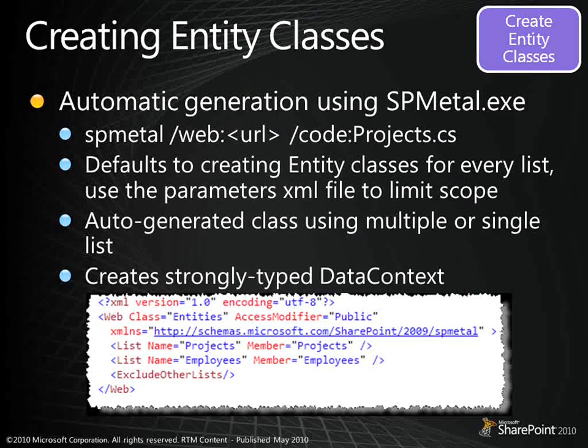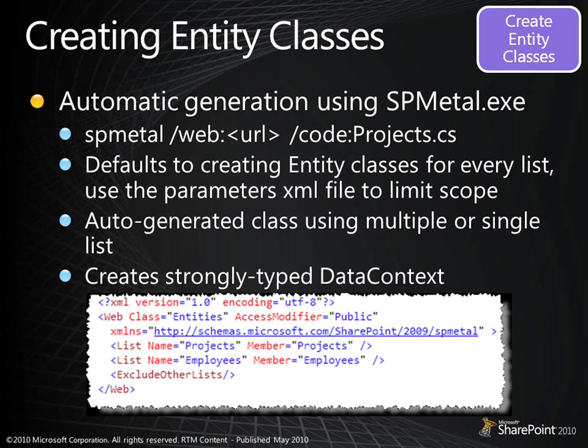Entity classes are created that represent lists. These entity classes are created using a command line tool called SPMetal. SPMetal ships as part of SharePoint and is located in the bin directory. It supports a simple command line interface, which accepts parameters that direct the tool to which site, list, and code generation options will be used to generate entity classes.